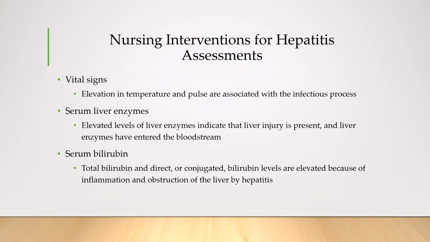So, let's talk about some nursing interventions for this hepatitis patient. We are going to assess, because we are nurses and that's what we do, we are going to assess vital signs. Elevation in temperature and pulse will be associated with the infectious process. We are going to make note of those serum liver enzymes. Elevated levels of liver enzymes indicate that liver injury is present and liver enzymes have entered the bloodstream. Serum bilirubin, total bilirubin, and direct or conjugated bilirubin levels are elevated because of inflammation and obstruction of the liver by hepatitis.